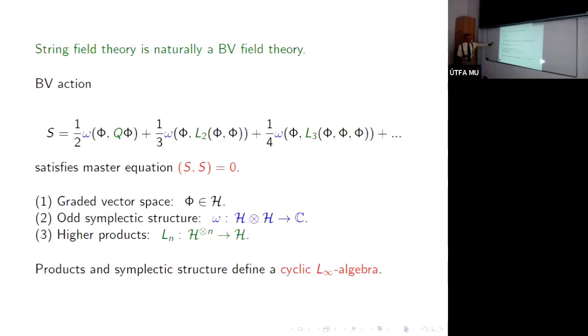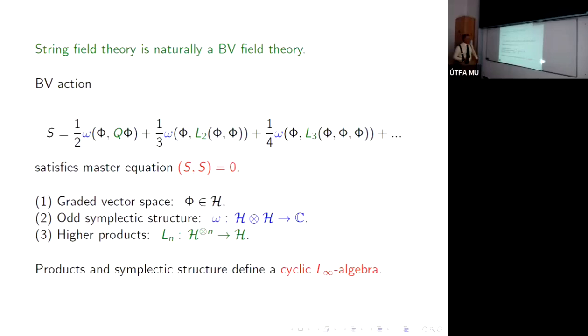Let's talk a little bit more about what the ingredients are. Phi is the dynamical field of the theory, and it's an element of some graded vector space. This graded vector space comes with an inner product, which is actually an odd symplectic structure, written with this lowercase omega. This odd symplectic structure is the thing that defines the BV antibracket.